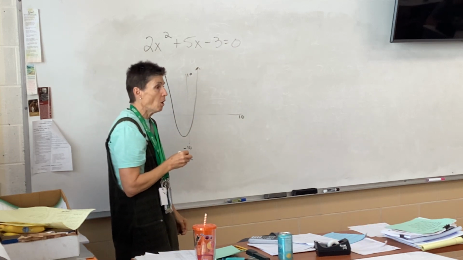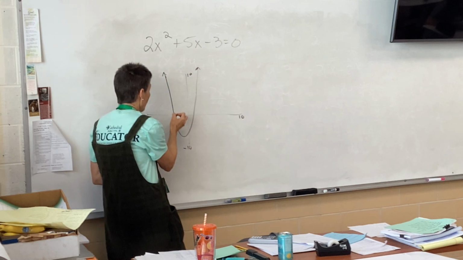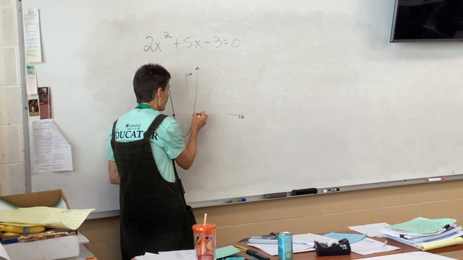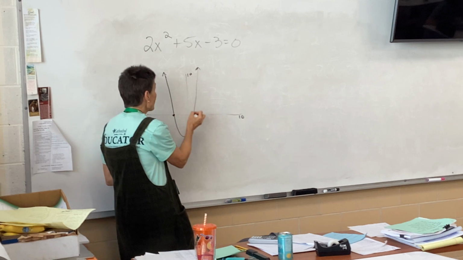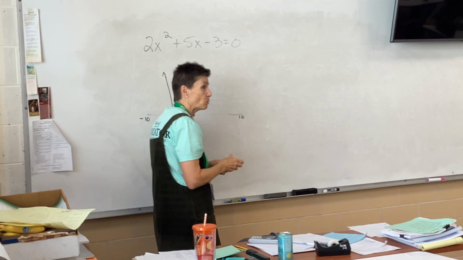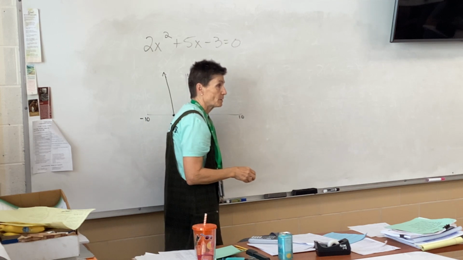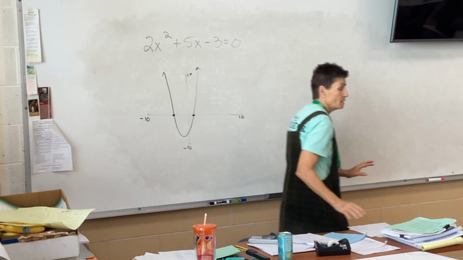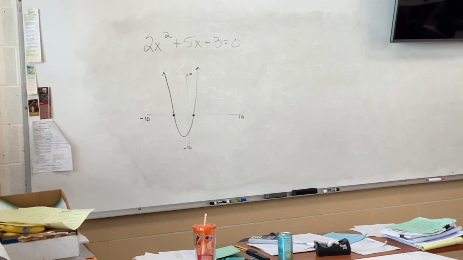When I am solving, the points I am looking for are these right here. These are called the zeros. This is where the equation equals 0. Okay? Now, how do you find this?